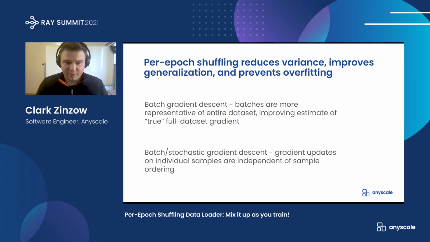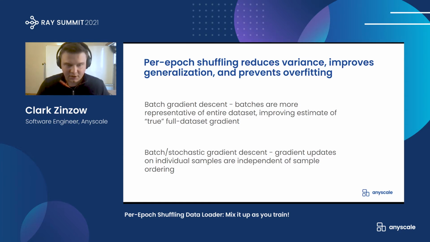And this applies for both batch and stochastic gradient descent. The gradient updates on individual samples are independent of the sample ordering. And this can be very, very important. For example, if your samples end up being ordered by time or label, you could have some really nasty hidden correlations that end up making your model overfit to weird esoteric properties of the data set, which isn't great.